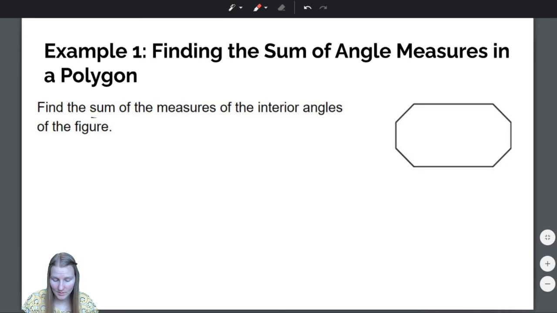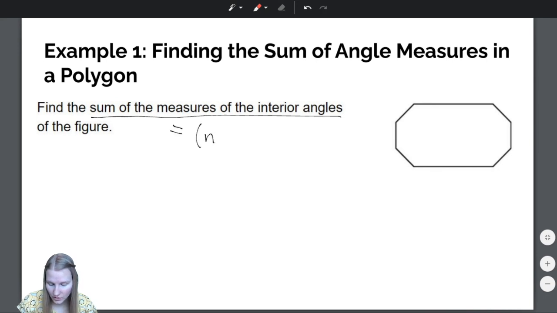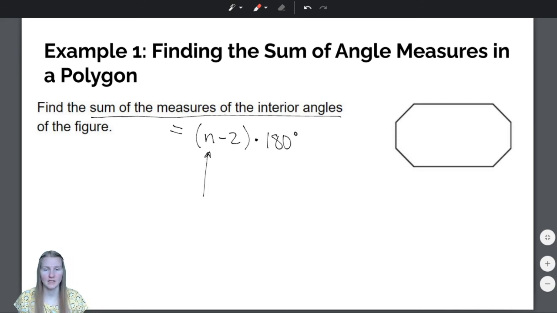Find the sum of the measures of the interior angles of the figure. So, our Polygon Interior Angles Theorem said that the sum of the measures of the interior angles is equal to n minus 2 times 180. The number of sides minus 2 times 180. So how many sides do we have? 1, 2, 3, 4, 5, 6, 7, 8.